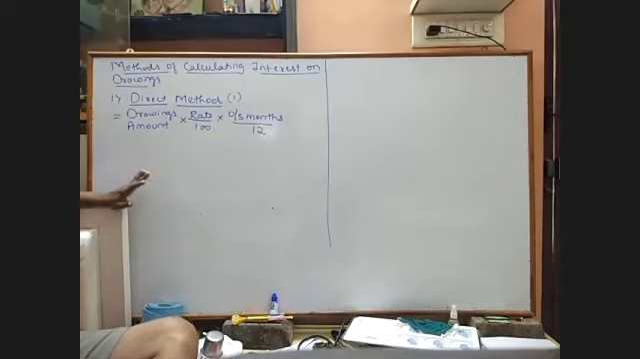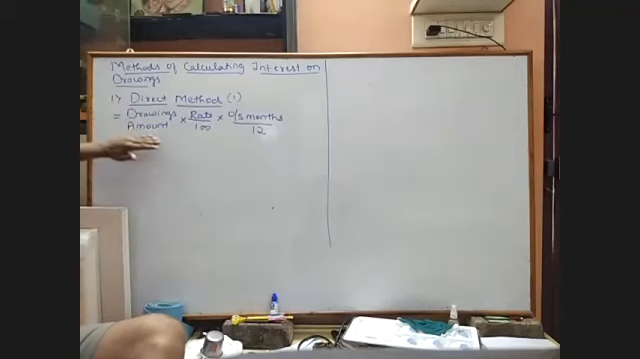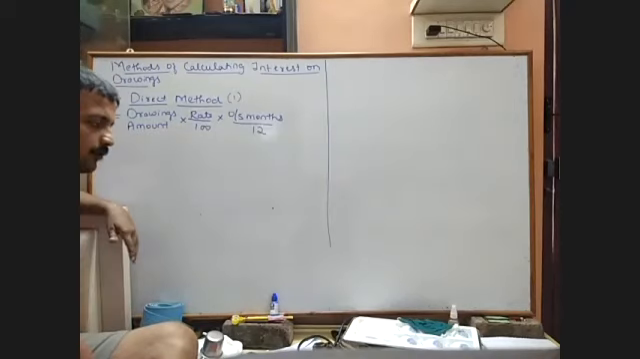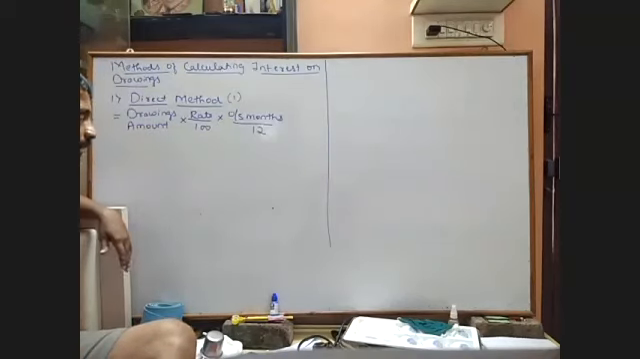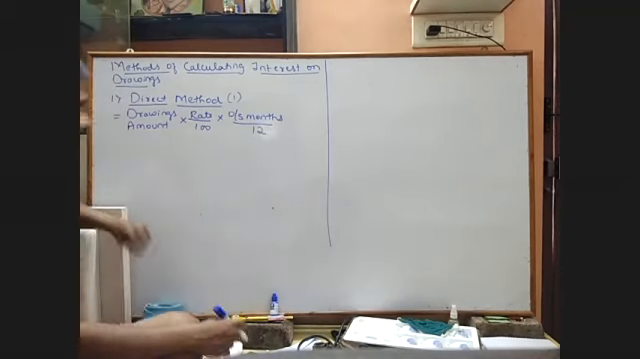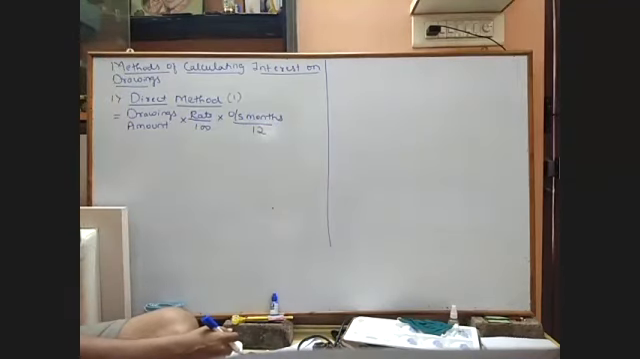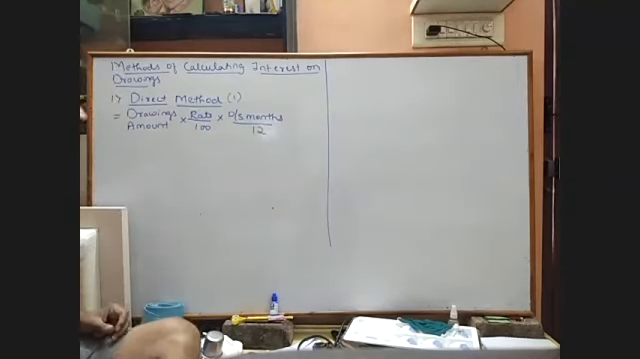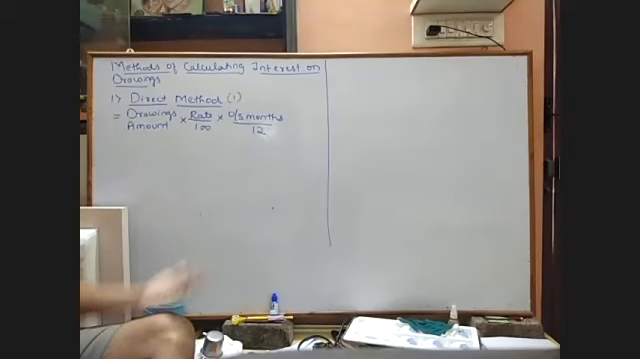Under this, the drawings amount will be multiplied with the rate of interest given in the problem, and it will be multiplied with outstanding months. So now we need to understand what is meant by outstanding months. Outstanding months means the number of months during the year for which the drawings amount is used.